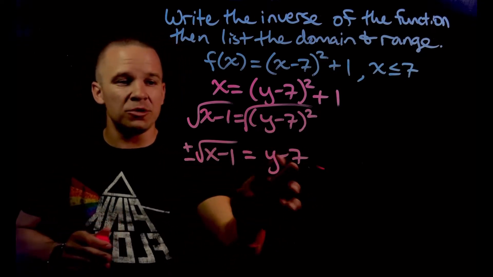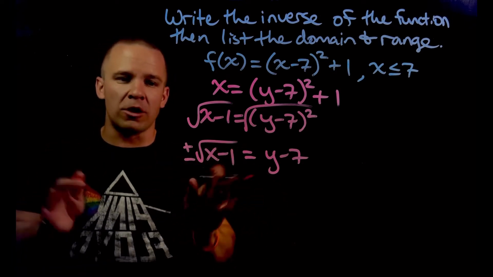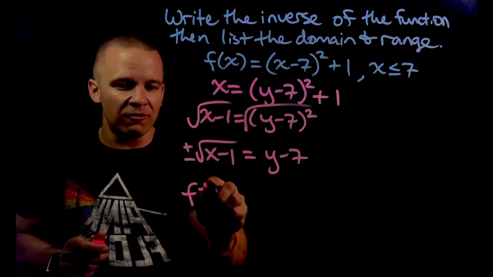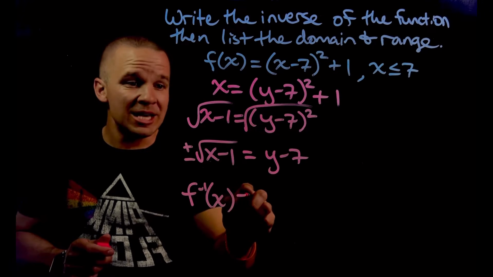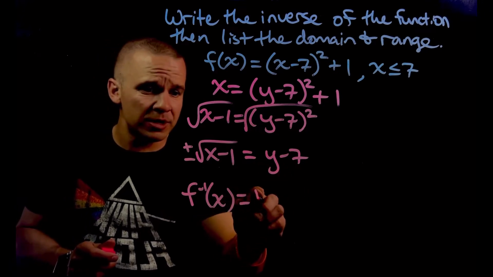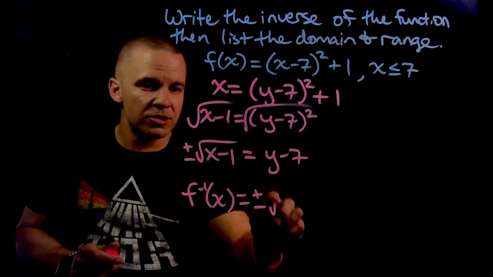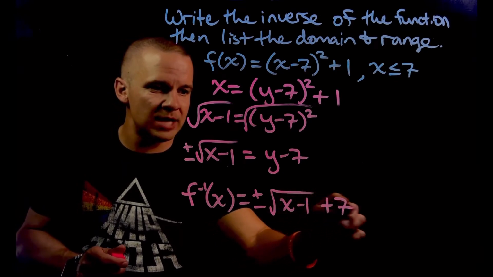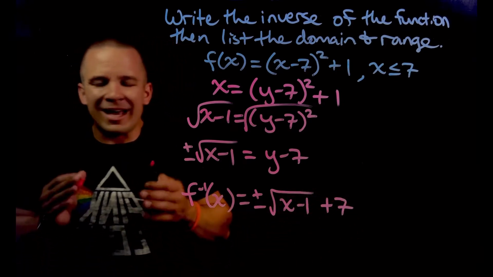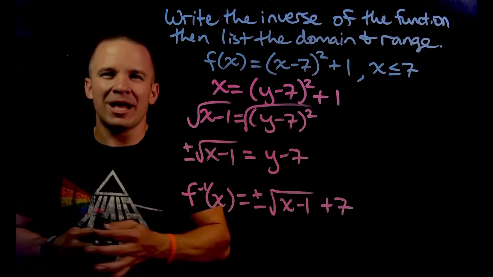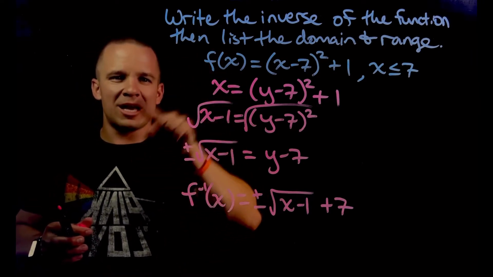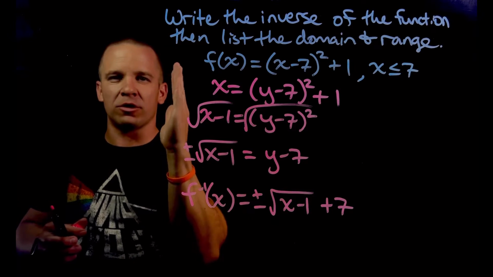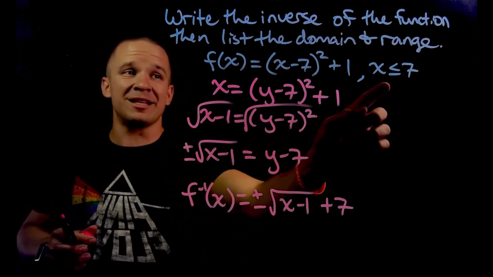The last thing I got to do is add 7. I'm going to rewrite it in function notation. So I have f inverse of x equals plus or minus, we're going to figure that out, the square root of x minus 1 plus 7. So we can't have a plus or minus here, right? Because that's going to be a radical like this and like this, and that's not going to pass the vertical line test, which brings us back to this guy right here.